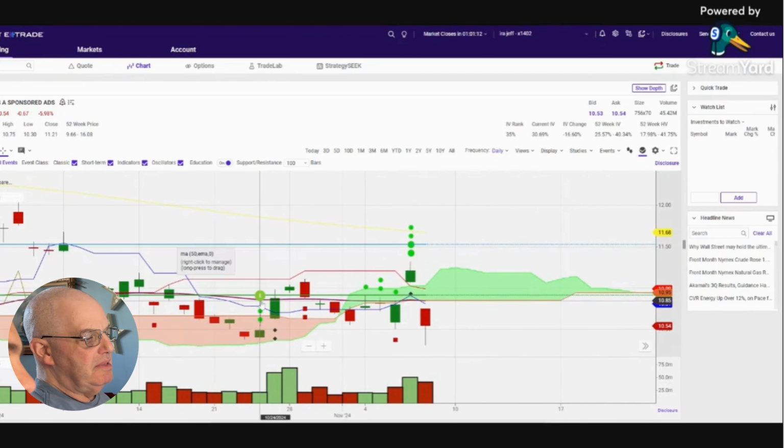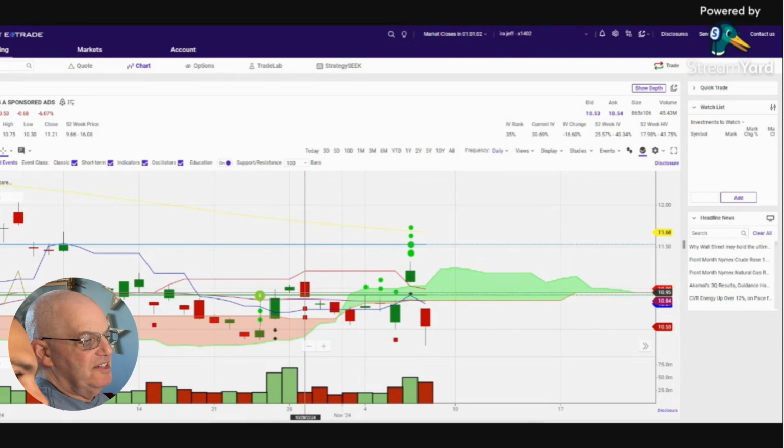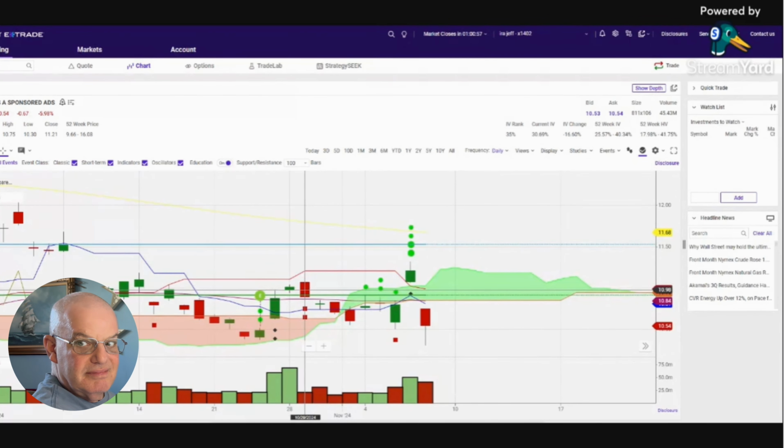You see how it, well, maybe not. I would have gotten out of here. This I would not trade. This would have been a loss. If I bought here and got out here, because it's red, I would have lost not much. You have to get out of the trade. When you get a losing one, get out really, really fast.